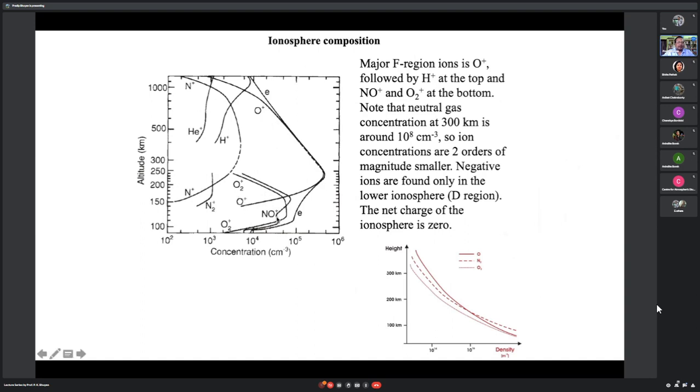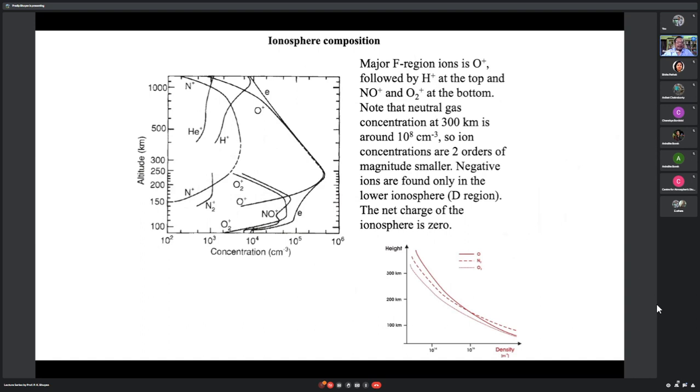Similarly, NO plus is maximum around 150 kilometers. That means just above the E layer, you will get a maximum for NO plus, and then it reduces similarly. Then you have other profiles for N2 plus and N plus. Then you see we have H plus starting from about 400 kilometers, because hydrogen is the lightest atom. Hydrogen is the lightest atom. It remains in the upper atmosphere, not below.